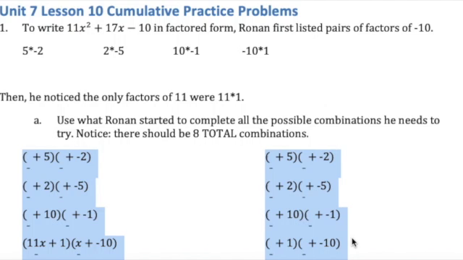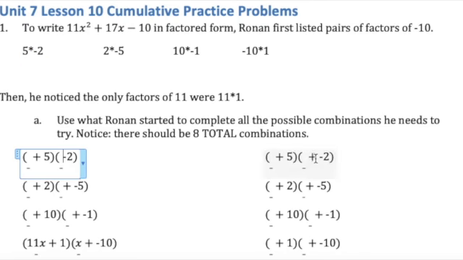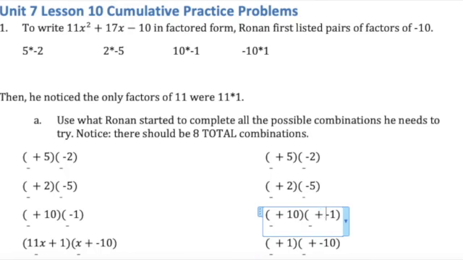So we notice that there's 2 different expressions, a left column and a right column, for 5 and negative 2. Then there's 2 different ones for 2 and negative 5. I'm going to get rid of the plus signs so as not to confuse you. The 10 and the negative 1. And then the negative 10 and the 1. And then we're going to fill in.